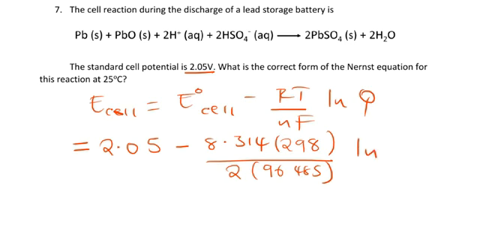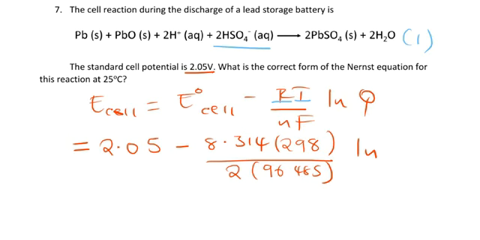So the other part will have natural log. N looks at the number of electrons, F is Faraday's constant, T is the temperature in Kelvin, R is the gas constant, and then natural log of Q. So Q looks at the aqueous and gaseous states. Water was actually in liquid form, so the only substance that qualifies to be part of the quotient is only sulfuric acid.